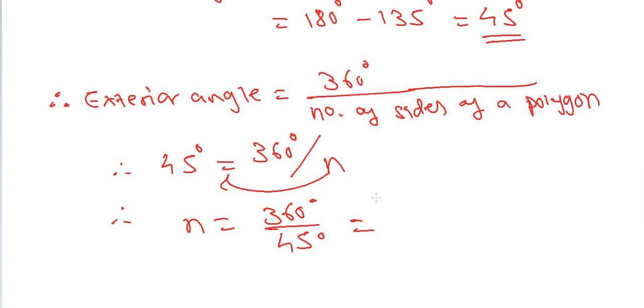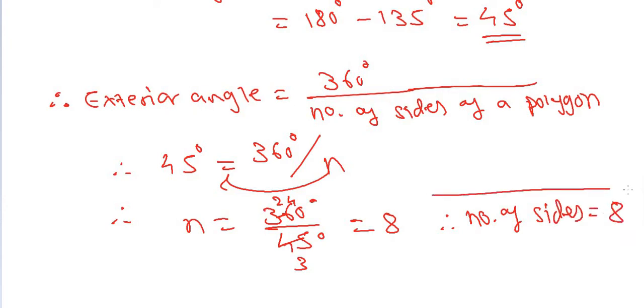Let us divide it by 15 first. 15 3s are 45, 15 2s are 30, 15 4s are 60. Now 24 upon 3, 3 8s are 24, and therefore we get the number of sides of the polygon is equal to 8. With the number of sides equal to 8, it is an octagon.